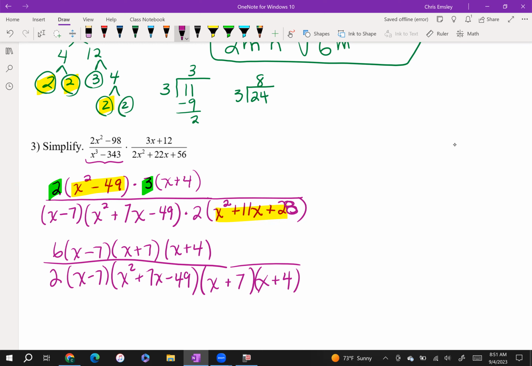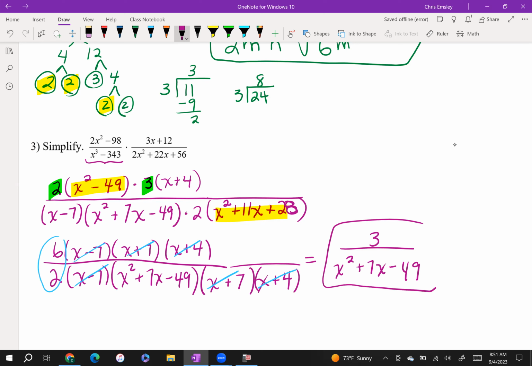This is looking good. So now that we have everything fully factored, that's when you get to do the fun part. We get to cancel any factors that are common to the top and the bottom. So we got an x minus 7 here that goes away. We got an x plus 7 here that goes away. An x plus 4. And the last thing I want to deal with is here. 6 divided by 2 is 3. So our final answer has that 3 up in the numerator and the x squared plus 7x minus 49.